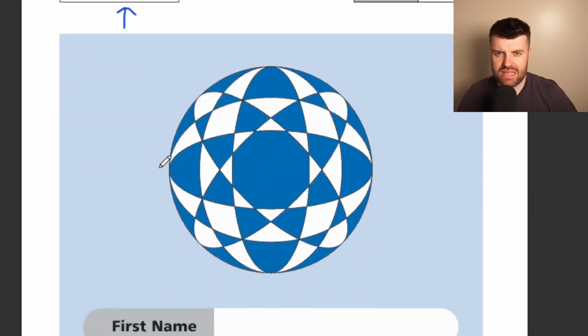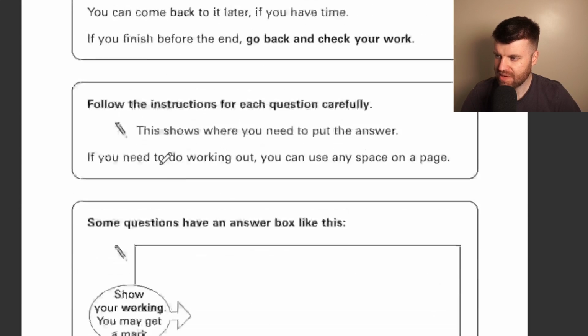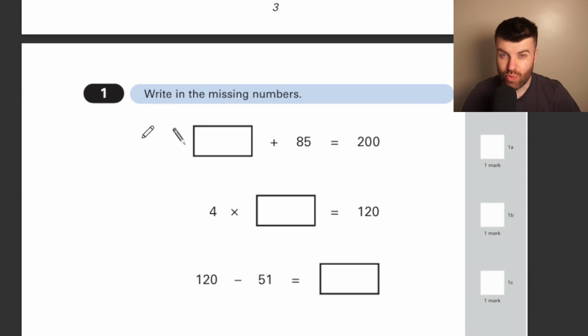But without further ado, let's dive straight in and see what kind of questions there were in the SATs from 20 years ago. 10-year-old me did this exact paper. Write in the missing numbers. Something plus 85 is 200. Well, that's obviously quite straightforward. 115 would be the missing part. You can check that by adding those numbers together.